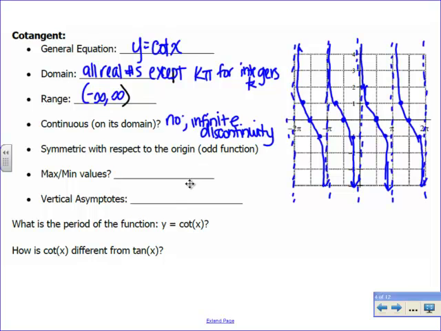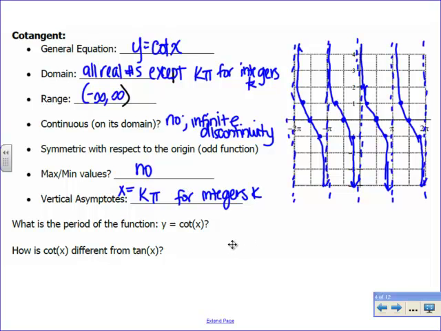It again has symmetry with respect to the origin. If you rotate your paper 180 degrees around that origin, you should see that it looks exactly the same as it did originally. There are no min and max values because we're continuing to positive infinity and negative infinity. There are vertical asymptotes at every k pi. X equals k pi for integers k.